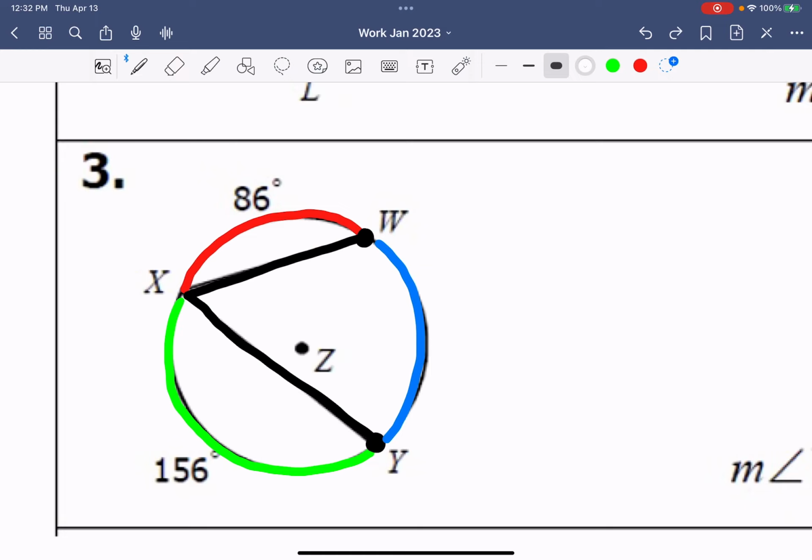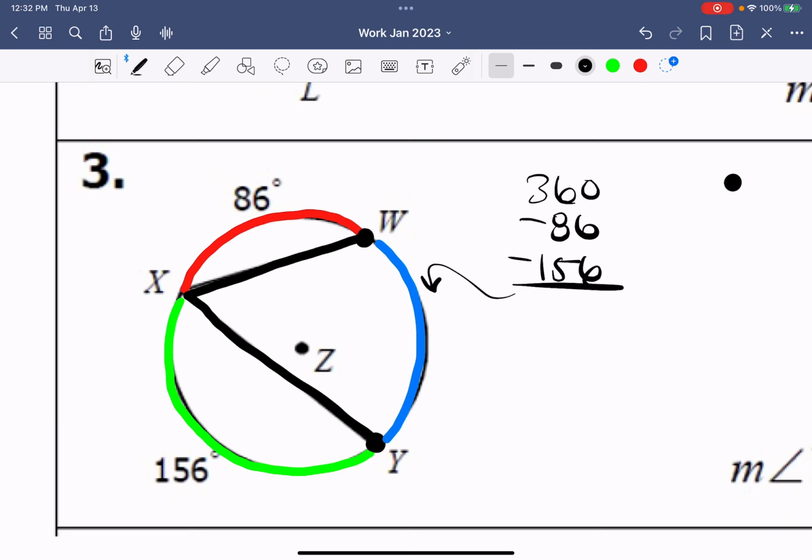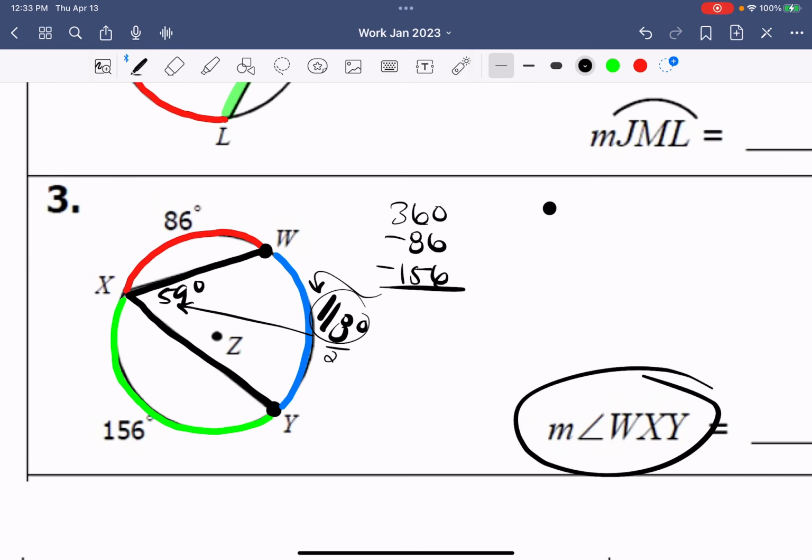Then you take 360 and subtract 86, the red arc. You subtract 156, and whatever you get belongs on the outside of the blue arc. We get 118. Now this number gets divided by 2 and pushed into that angle, and we would get 59 degrees. That would be the answer to what they were looking for: angle WXY.